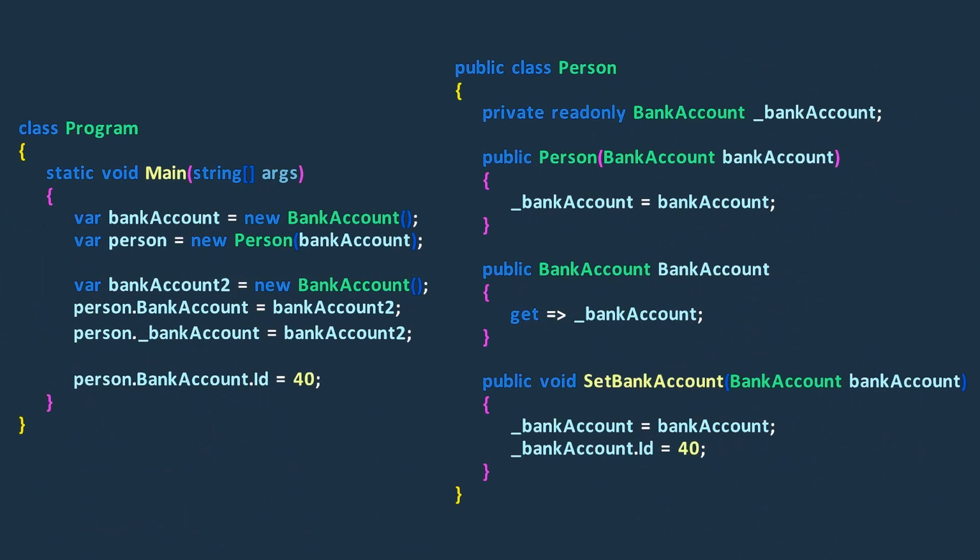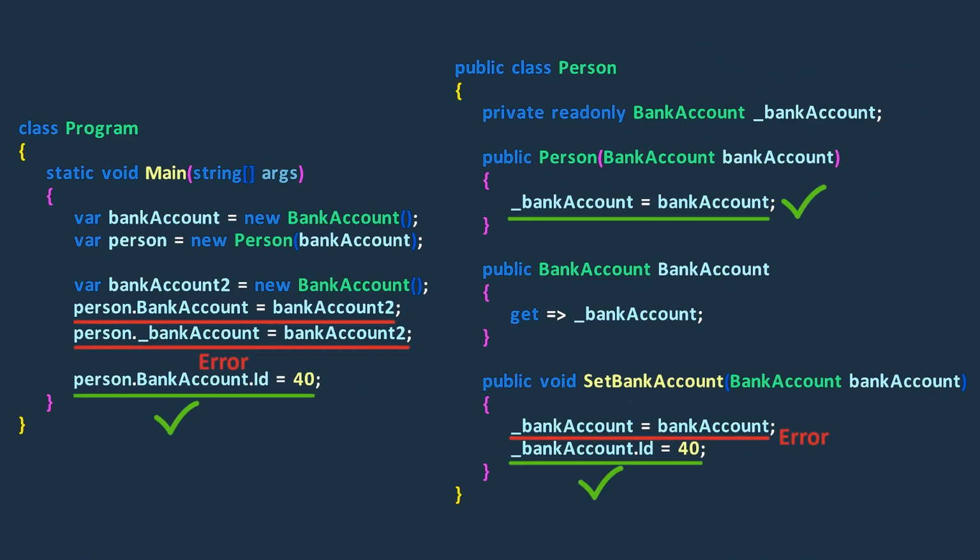On the other hand, reference types store a reference to an object. The readonly modifier ensures that the reference to the object itself cannot be changed after initialization. However, we can still modify the state of the object, meaning we can change its properties and fields.